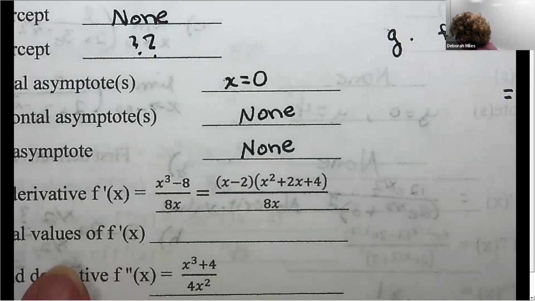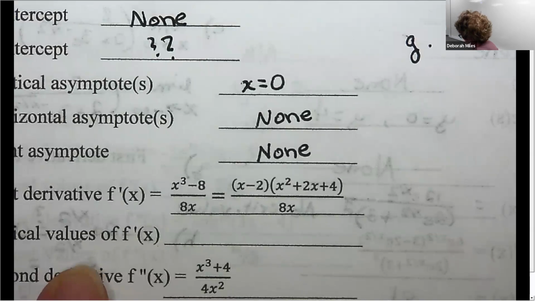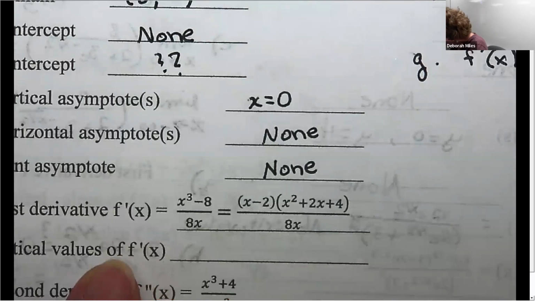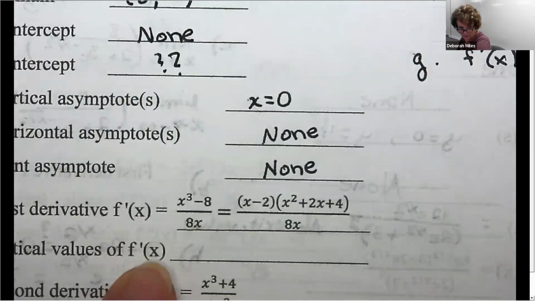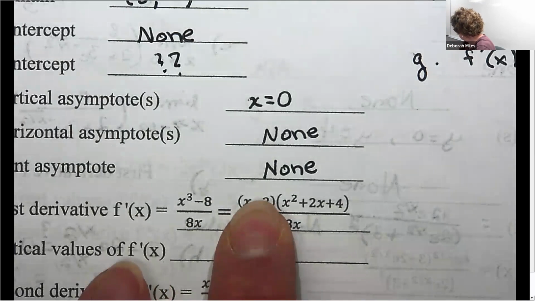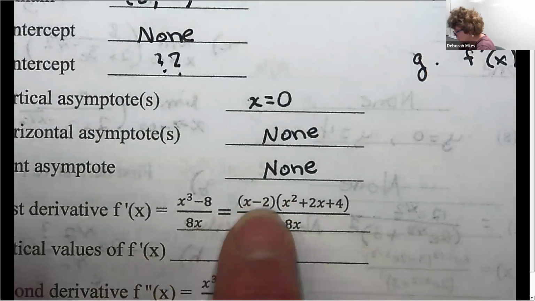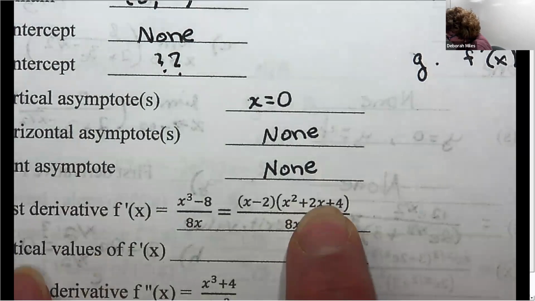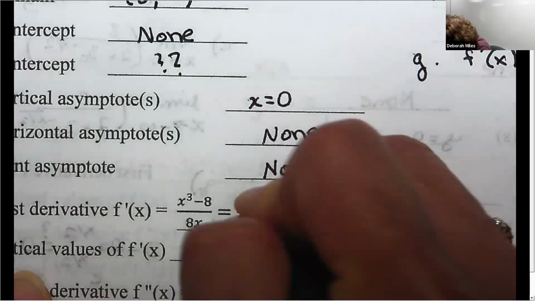So what are the critical values of the first derivative? Is there anything that makes it undefined? 0 cannot be a critical value? Is it a critical value of the first? Because the function's not defined there. That's where you have a vertical asymptote. So 0 is not a critical number. Are there any other critical numbers? 2 would make the numerator 0. I happen to know when I'm factoring the difference of two cubes, that trinomial factor only has imaginary solutions. If you set it equal to 0 and use the quadratic formula, you'd see that. But the critical number is only x equals 2.